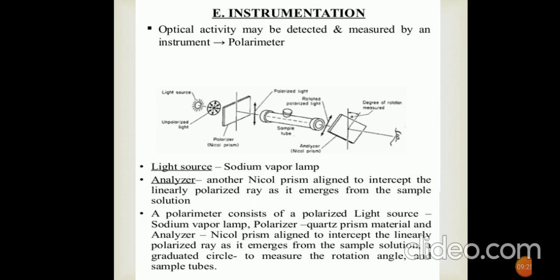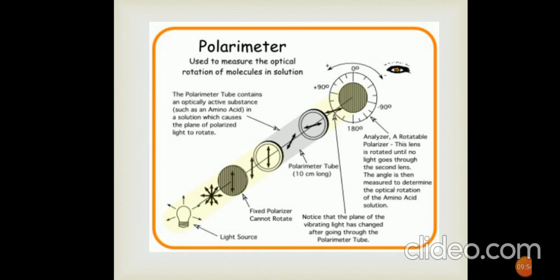In this instrument we know the light source and the analyzer we are using. Third, a polarimeter consists of a polarized light source, a sodium vapor lamp, a polarizer, a quartz prism material, and an analyzer, which is a Nicol prism aligned to intercept the linearly polarized rays as they emerge from the sample solution. It also has a graduated circle to measure the rotation angle, and sample tubes. Here is the polarimeter. Through the eyepiece we see what degree we calculated. After the practical performance, we read the values and calculate with the help of the specific rotation formula.